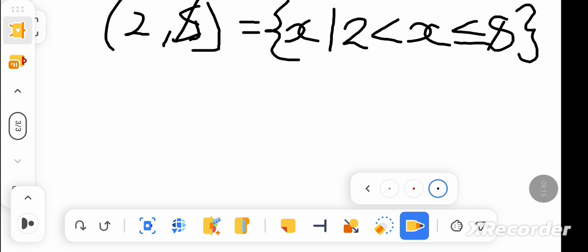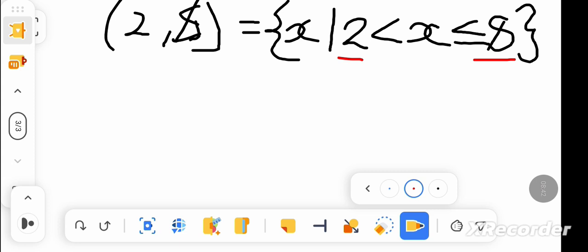Okay. So what this means is that 2 is not included in this set, but numbers which come after 2 up to 8 are included. So this square bracket there means the 8 is included in this set. That's why we have used less than or equal to 8.